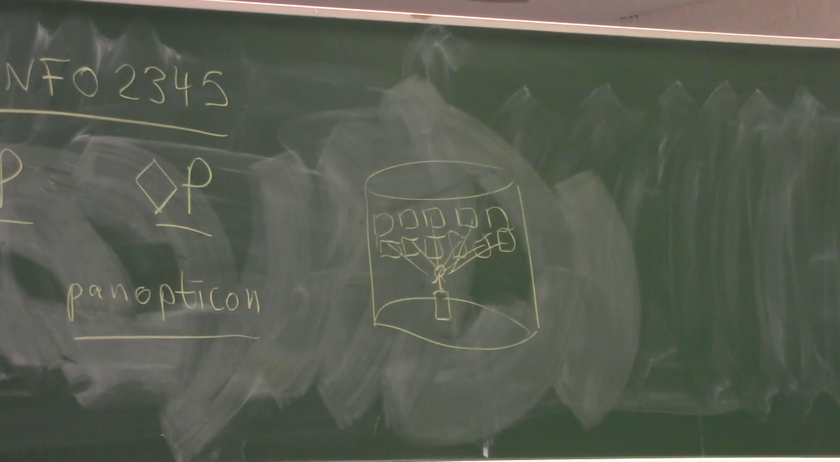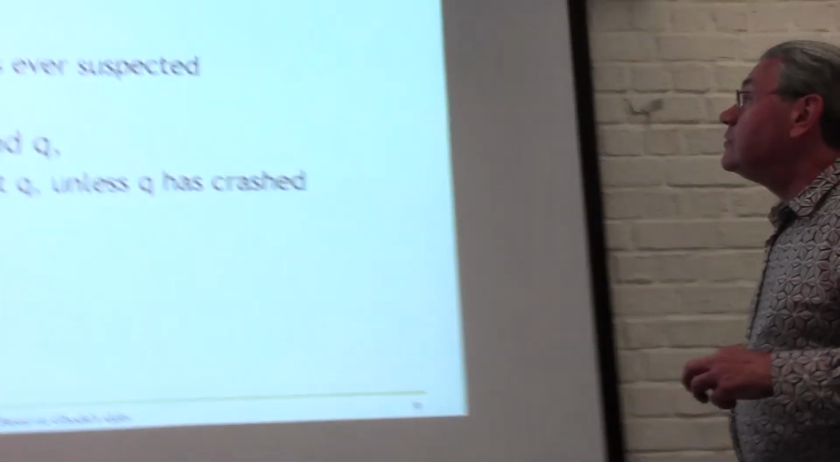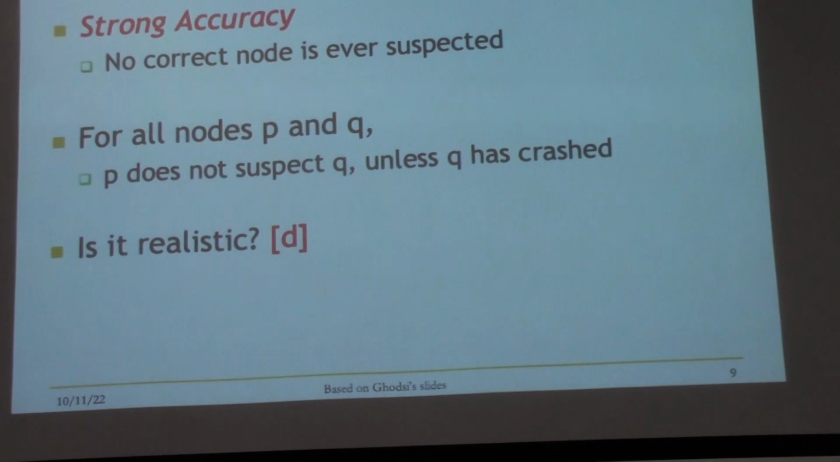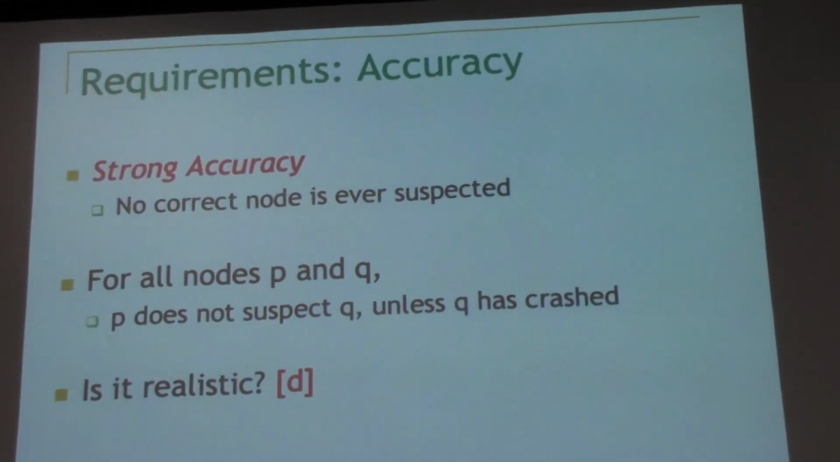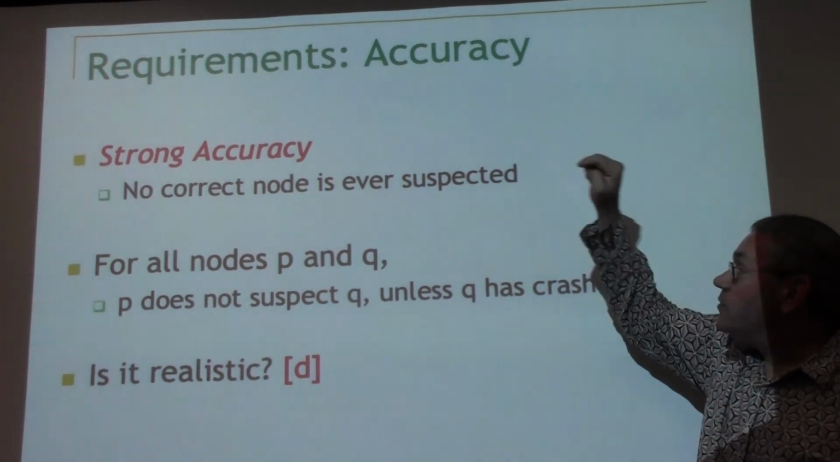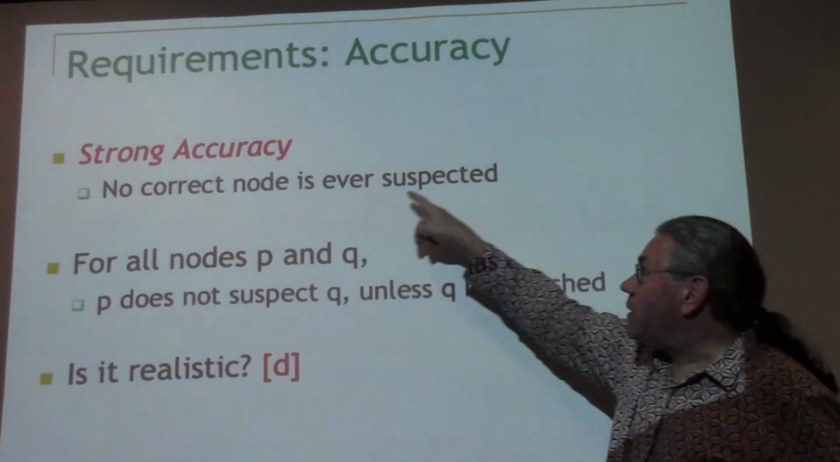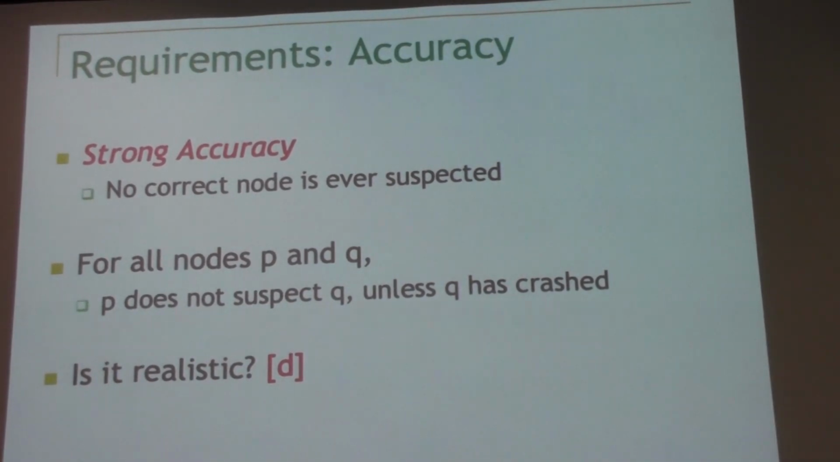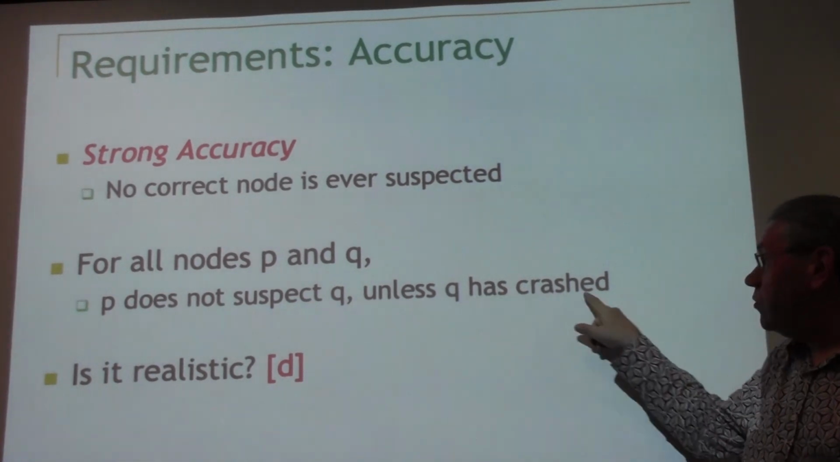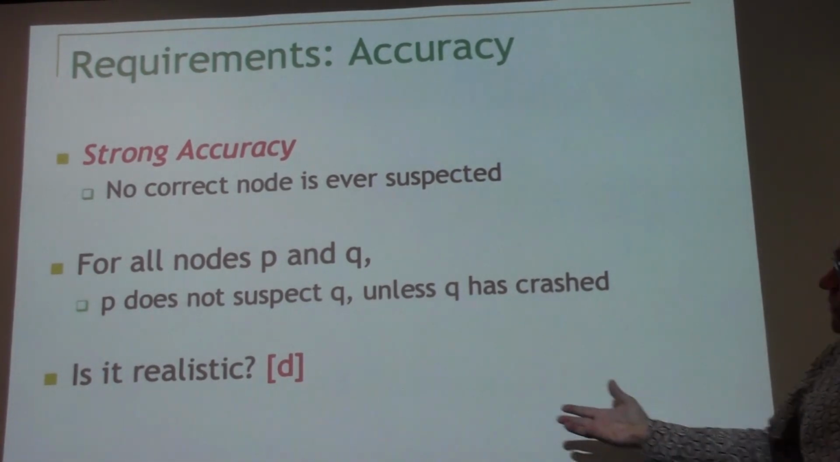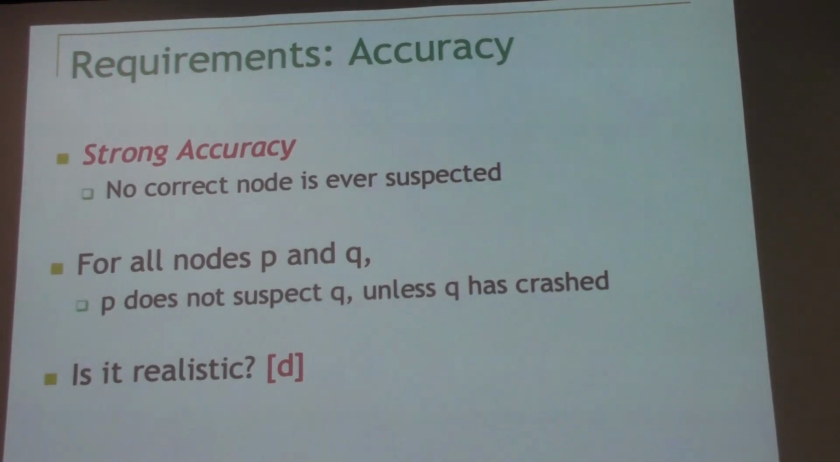Okay? And now let's go to accuracy. Accuracy is about mistakes: never make mistakes. The best kind of accuracy is strong accuracy, which means you never suspect a correct node. That means if a node is alive, you will never make an unjust accusation. P does not suspect Q unless Q has actually crashed. So what about this one? Is this a realistic property? I mean, strong completeness was pretty easy to satisfy. What about strong accuracy? Can we get it? How do you get it?